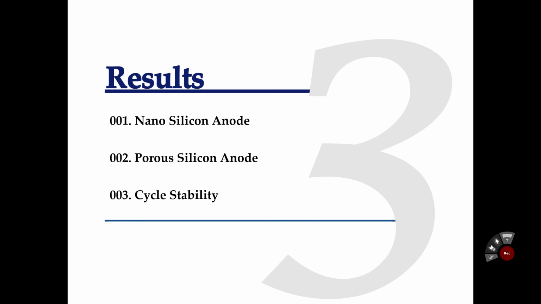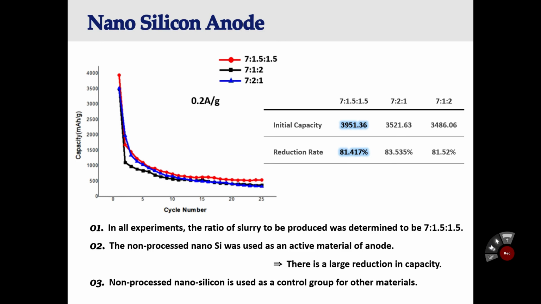From now on, I will talk about the results of the experiment. The order is nanosilicon anode, porosilicon anode, and cycle stability. First is the nanosilicon anode. We measured the capacity of anode materials based on silicon, and the ratio of slurry is different.